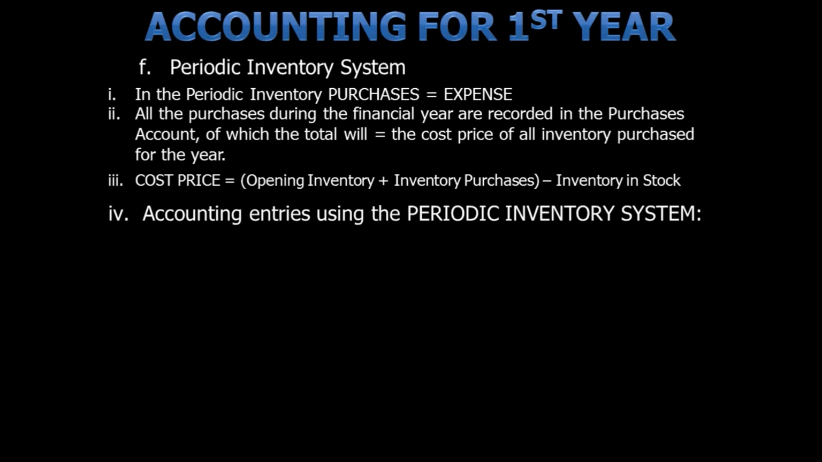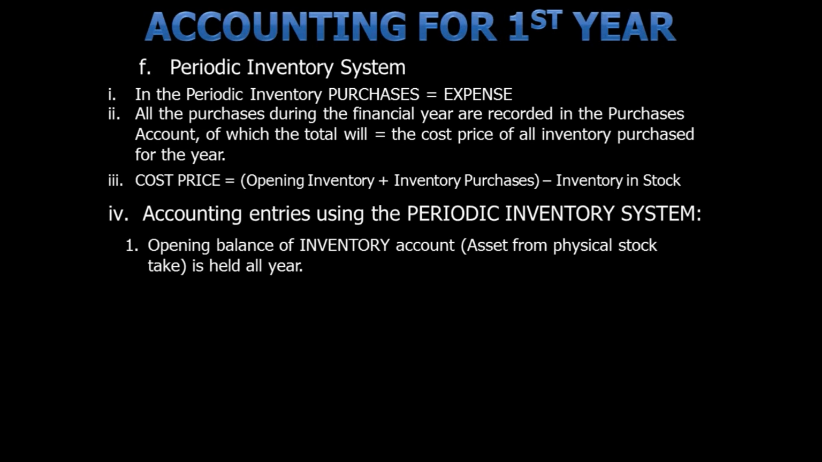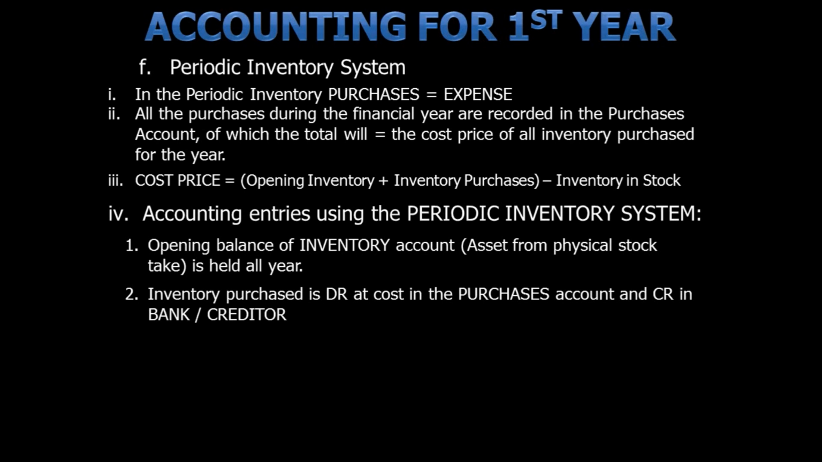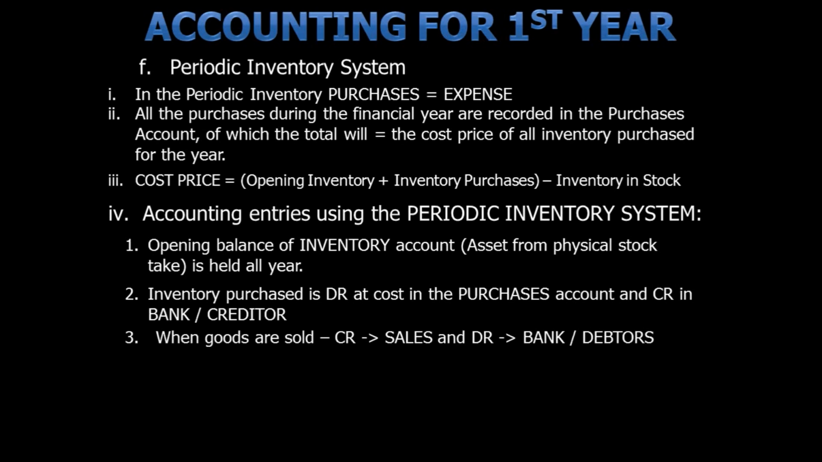So what are the accounting entries using the periodic inventory system? Firstly, the opening balance of the inventory account is held all year. Now the opening balance is derived by doing a physical stock take and then recording this amount in the inventory account. When inventory is purchased during the course of the year, the purchases account is debited, seeing as it is an expense, and then either the bank or the creditors account is credited depending on how the transaction took place. When goods are sold, our sales account is credited and either the bank or the debtors account is debited.